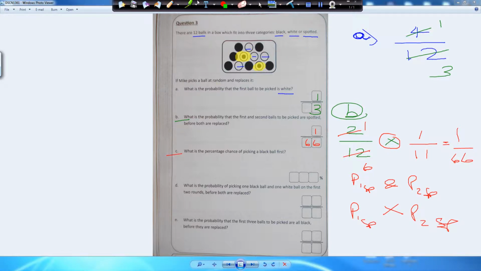Okay, part C. What is the percentage chance of picking a black ball first? Now, let's just clear this bit. Make it nice and clean. Right, how many black balls do we have first of all? 6. We have 1, 2, 3, 4, 5, 6. So we have 6 black balls. Probability of a black is equal to 6 out of 12. And 6 out of 12, it will cancel down to a half.